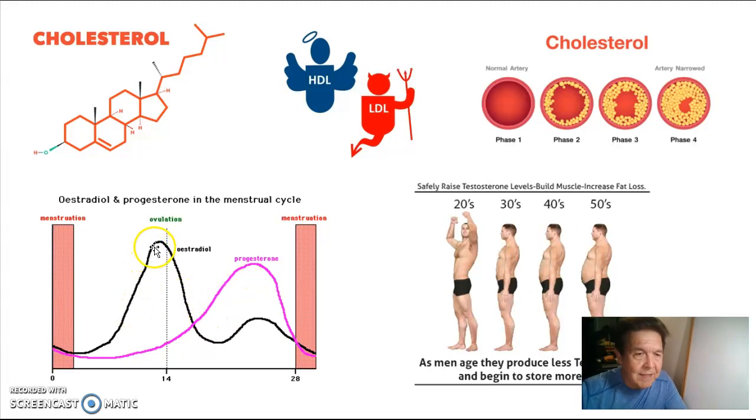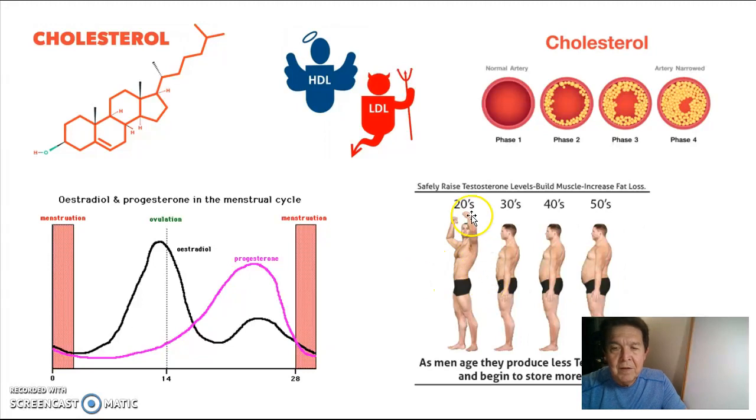Here I said first estrogen is the one that makes possible the ovulation, while progesterone is the one that makes possible the preparation of the uterus walls to receive the fertilized egg.